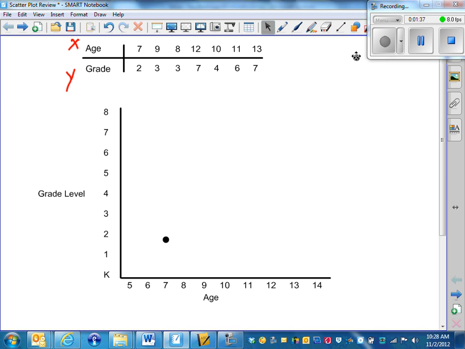Okay. So we're going to drag another point, 9, 3. Bring 9, 3 down. Okay. I'm going to do 8, 3. I'm going to do 12, 7. So over 12 and up 7. Okay. 10, 4. Good, buddy. All right, 11, 6. And 13, 7.